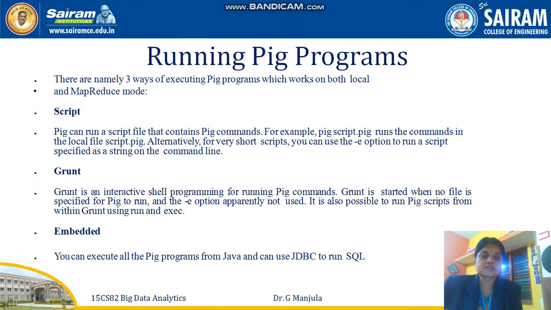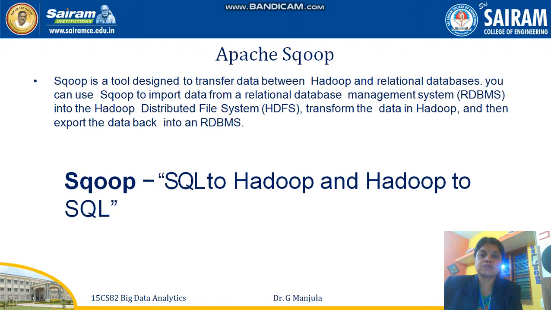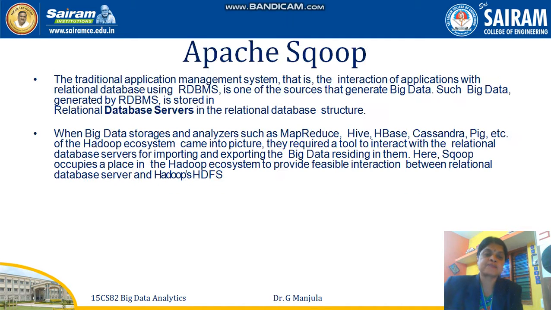So I'll just give an overview of Apache Sqoop. Apache Sqoop is a tool designed to transfer data between Hadoop and a relational database, that is an RDBMS, and the MapReduce framework. It transfers the data into Hadoop and then exports the data back into the RDBMS. As I told you also, importing and exporting: HDFS to RDBMS, RDBMS to HDFS. So Sqoop is nothing but SQL to Hadoop and Hadoop to SQL, that is importing and exporting the data.